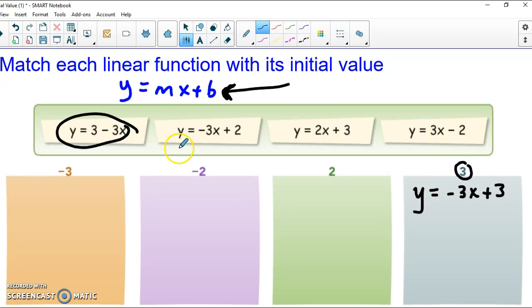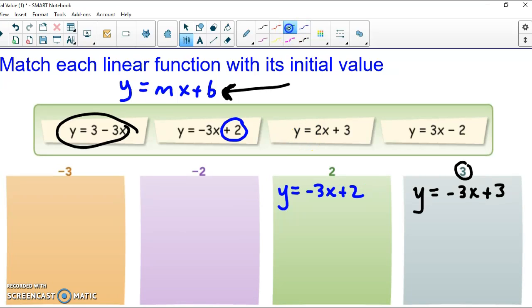Let's look at our next equation. y equals mx plus b. So my initial value is this constant term that I'm adding, a +2. So this equation would fit here. The initial value is 2.